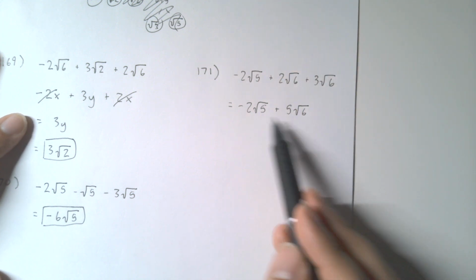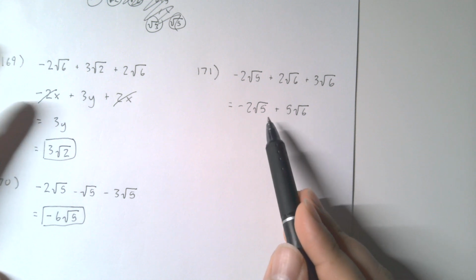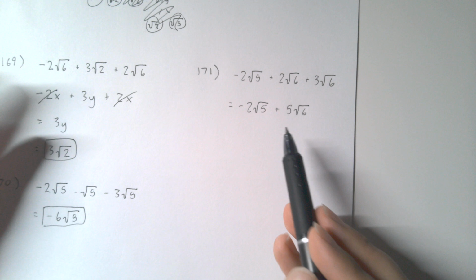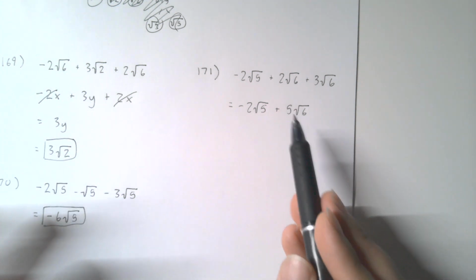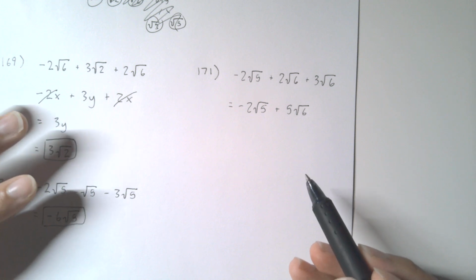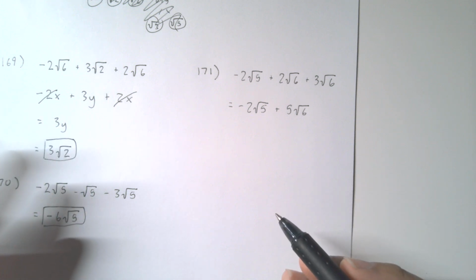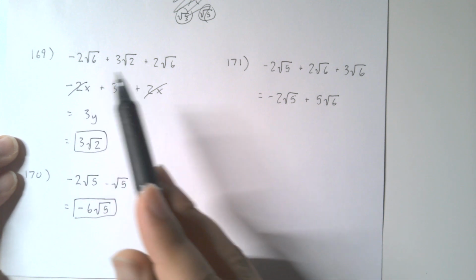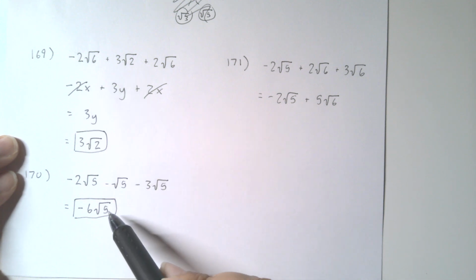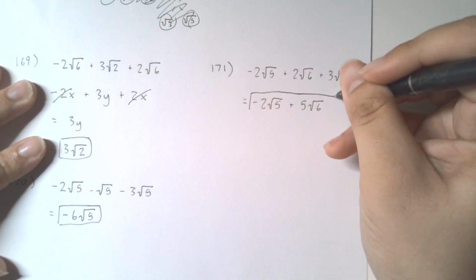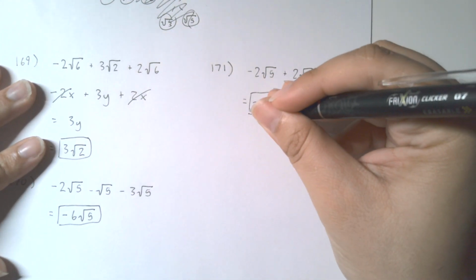And because these have different numbers under the radical, we can't combine this any further, and that's okay. We can have an expression like this. It doesn't need to all simplify into one radical like the previous two problems. So over here, it was nice because these simplified into a single radical. However, it's okay if we have multiple radicals.